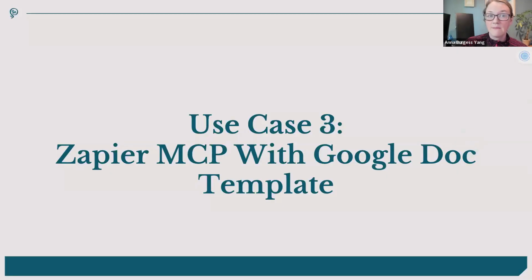And the last example that I'm going to show is using the Zapier MCP with a Google Doc template. This allows you to work with a template that you have set up in Google Docs. And basically, Zapier will populate a bunch of fields, however many fields you have set up.